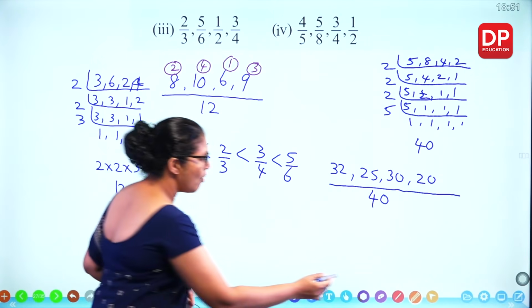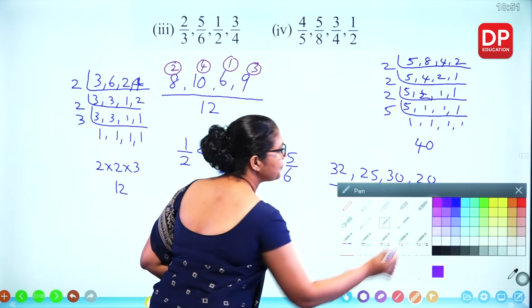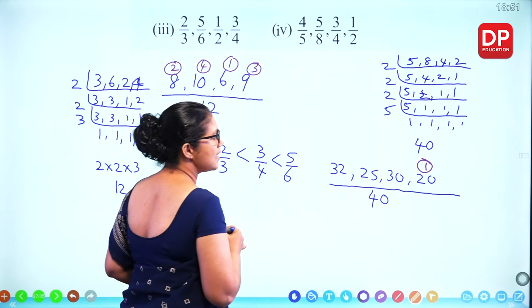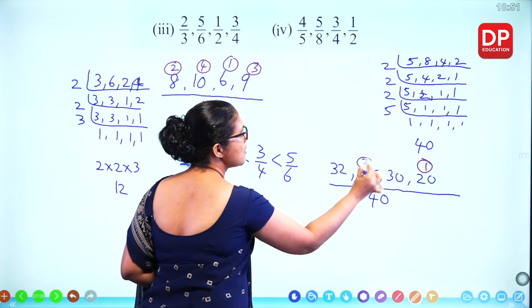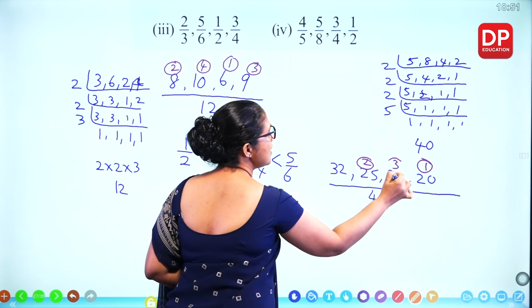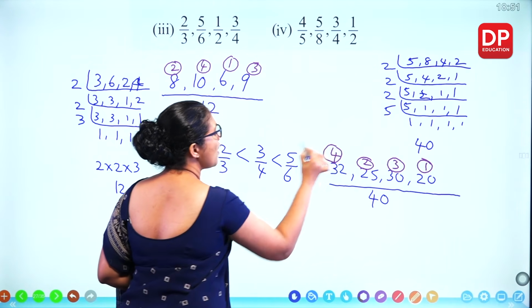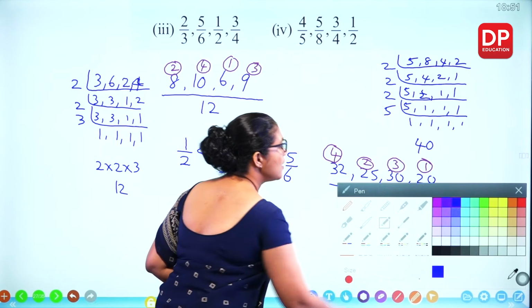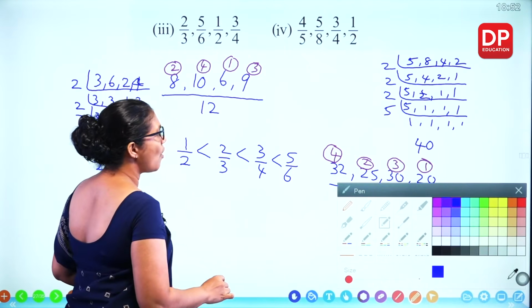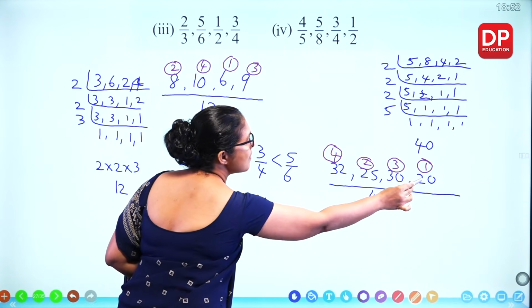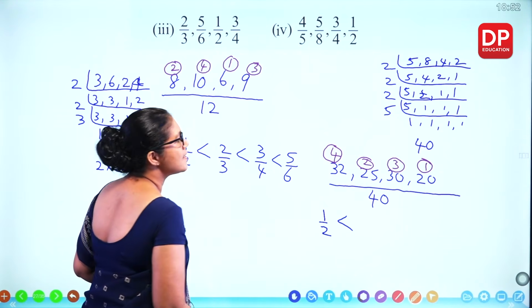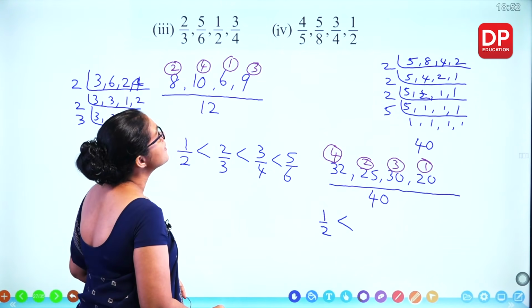Now, what's the lowest one? Lowest one is 20. What's the next number? 25. 30 is the next one. Largest one is 32. So how can you write down this one in ascending order? You can write the last one first. That means half first. Second one is the second one.